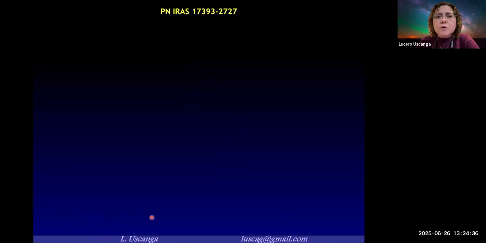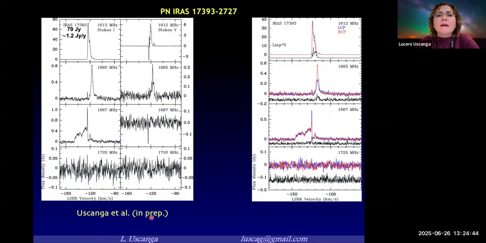Okay. We also studied this other planetary nebula, IRAS 17393-2727. These are the results. In this case, we detect 3 of the 4 OH maser transitions at 18 centimeters. For example, the transition at 1612 is very intense, around 80 Janskys. And if we compare with previous observations, we found a variability of around 1.2 Janskys per year in this source at this transition.